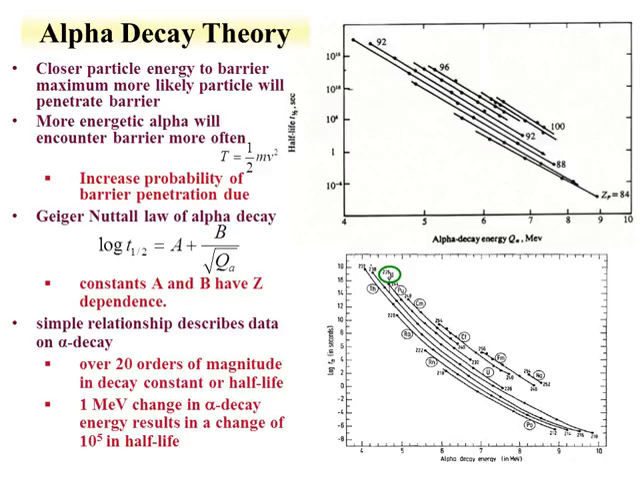Now, one theory that's been developed from this is called the Geiger-Nuttall law of alpha decay, and here are two examples of it. It's fundamentally the same figures, just plotted a little bit differently. And we see that there's definitely a relationship, and this is a log-log type relationship, where the log of the half-life is equal to two constants, a plus b divided by the square root of the Q value. Now, the constants a and b are going to be dependent upon the Z dependence.